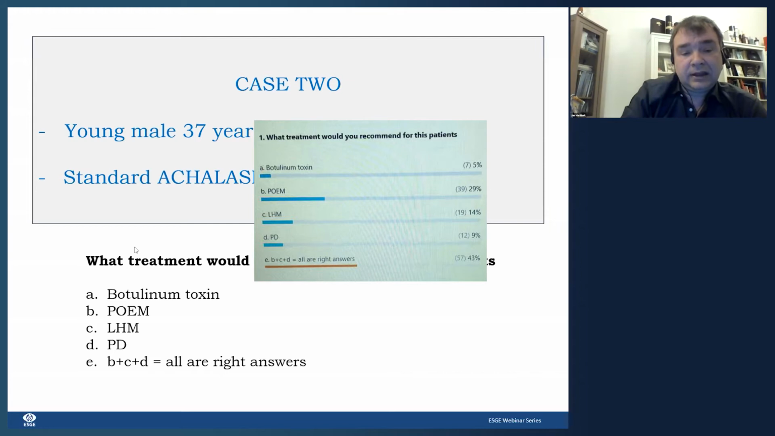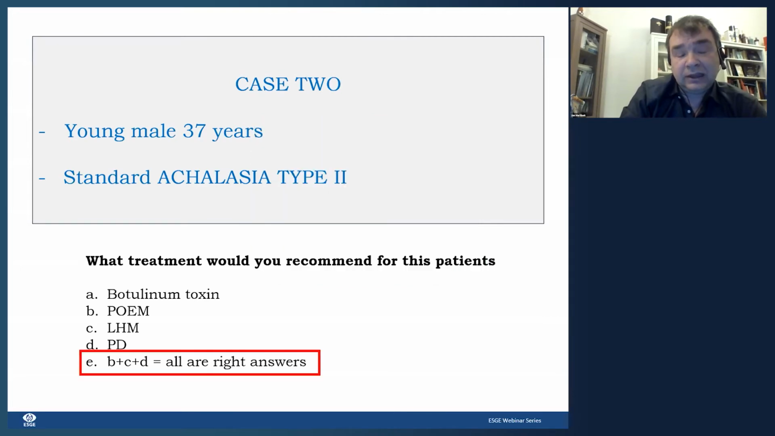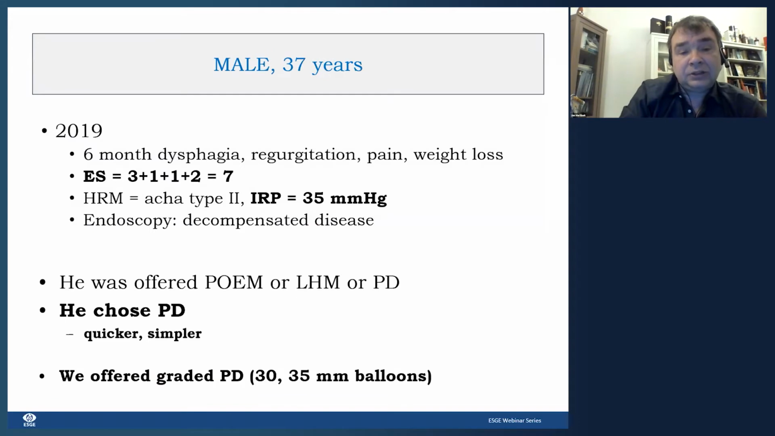And I think it's really, as I already mentioned, achalasia type 2. B, C, and D all are right answers. This patient presented in 2019. His Eckardt score was 7. IRP was 35 millimeters of mercury, and endoscopy showed decompensated disease. He was offered POEM or laparoscopic myotomy or PD.